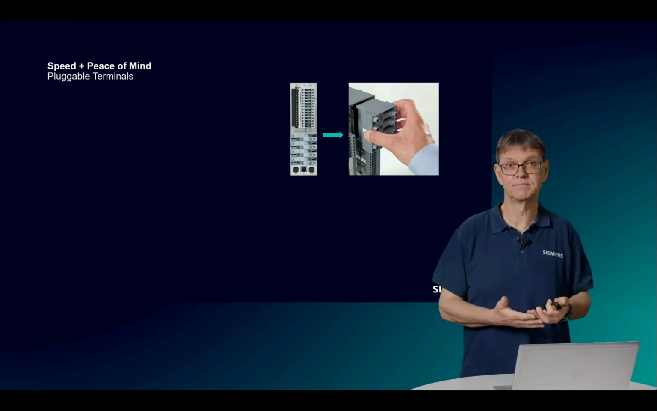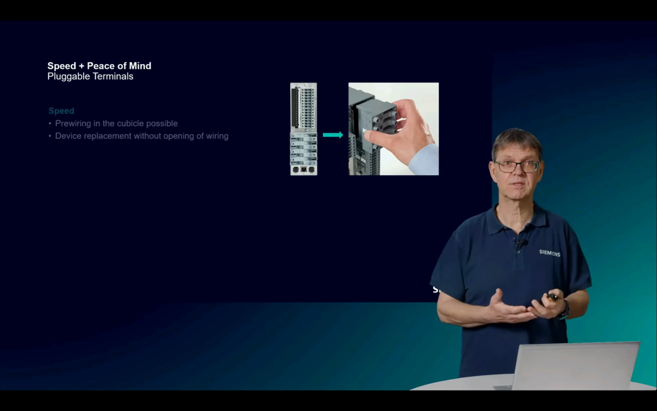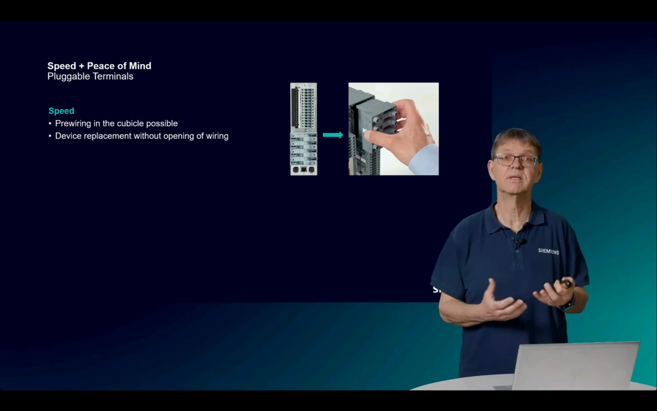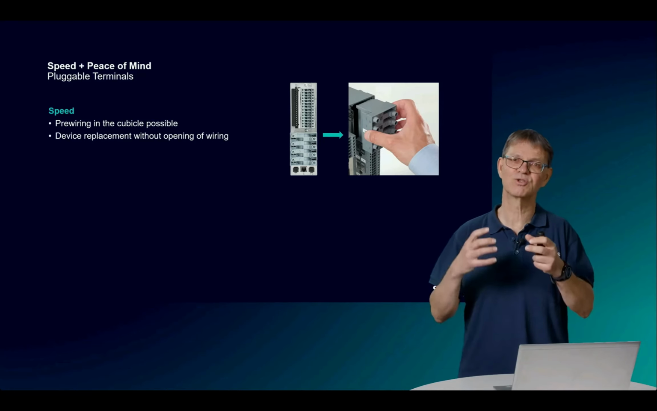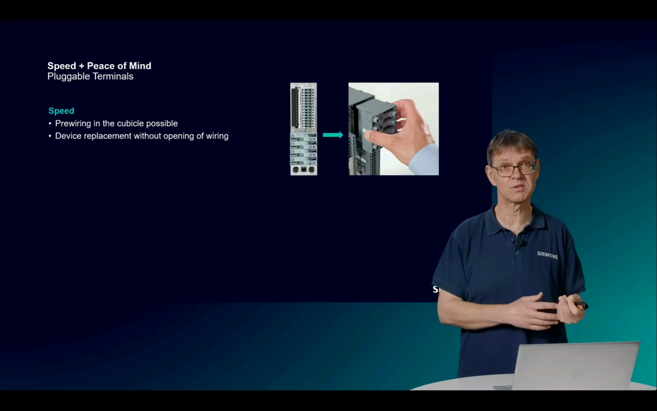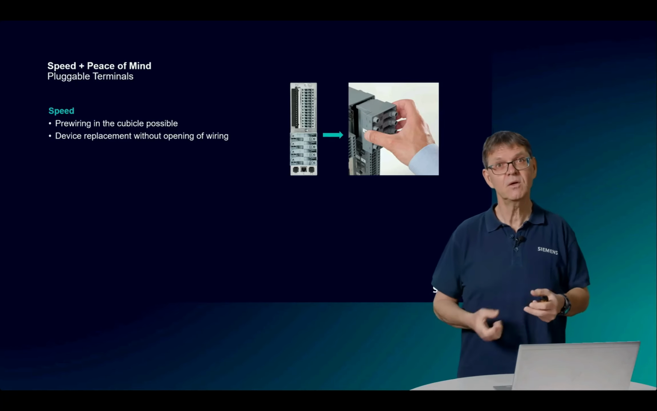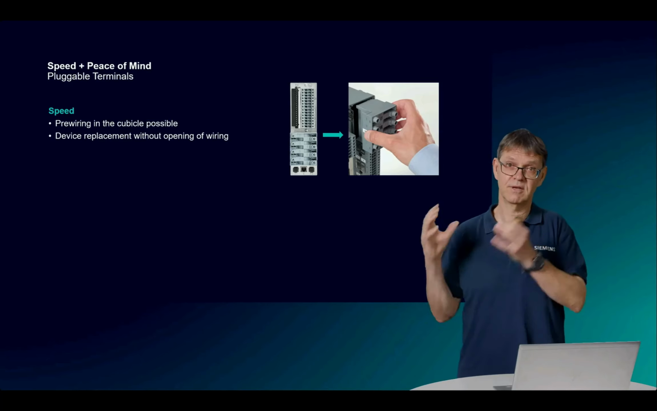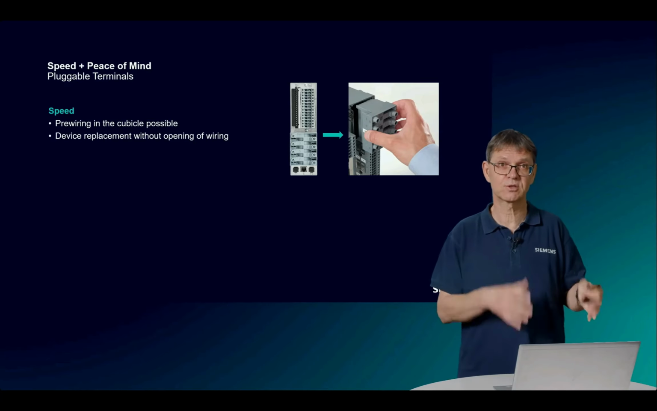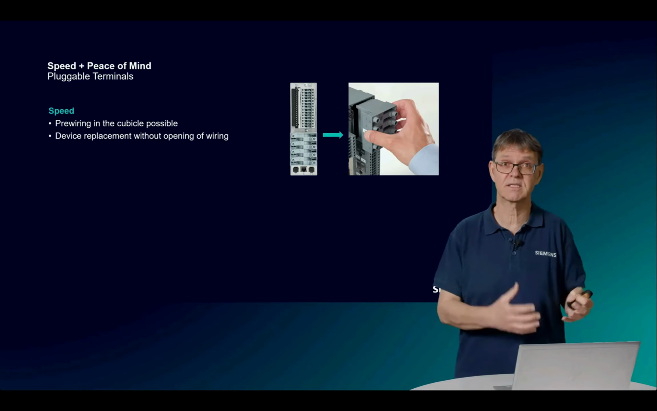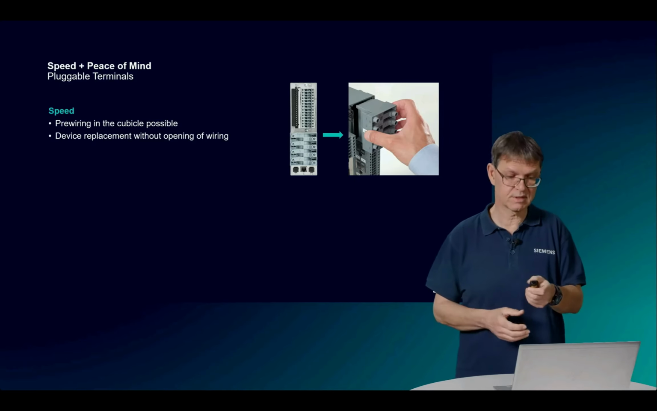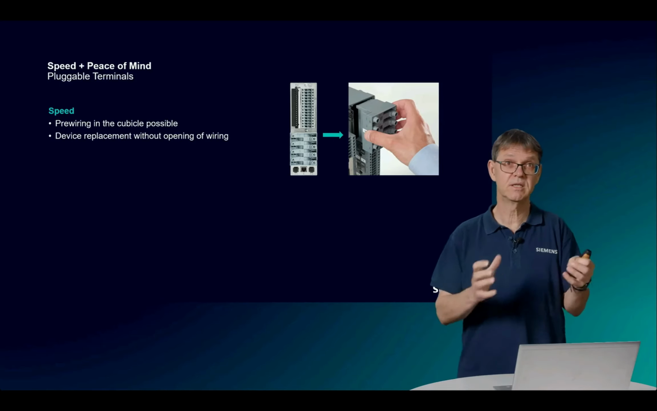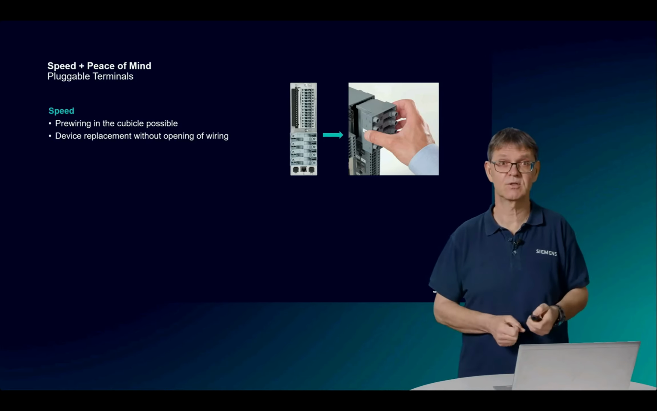Let's talk about speed. We have pluggable terminals. Speed because you can pre-wire the terminals in the cubicle, which is possible if you have them on stock. And if you have a project which is time critical, you can order the device and start in the meantime with the production of the cubicle and also with the wiring and the testing of the wiring. If you have these terminals, later when the relay comes, you just exchange the terminals, click in the relay into the wiring, and then you are done.